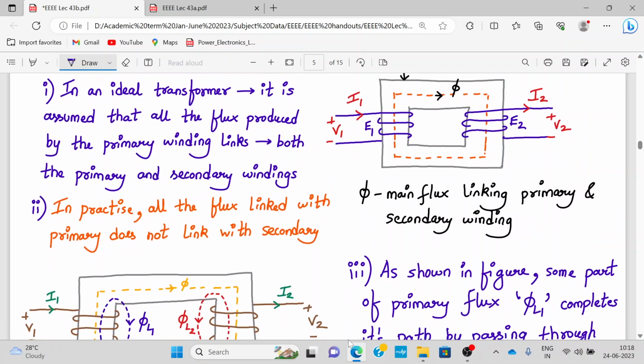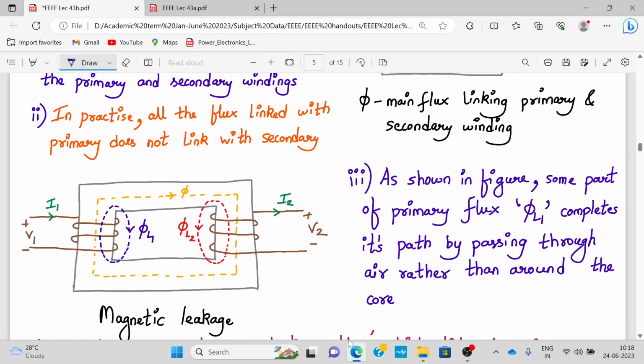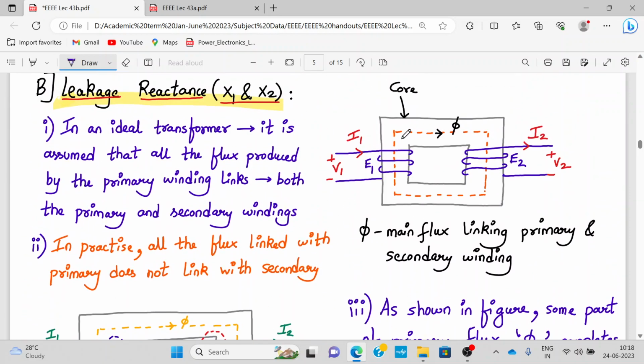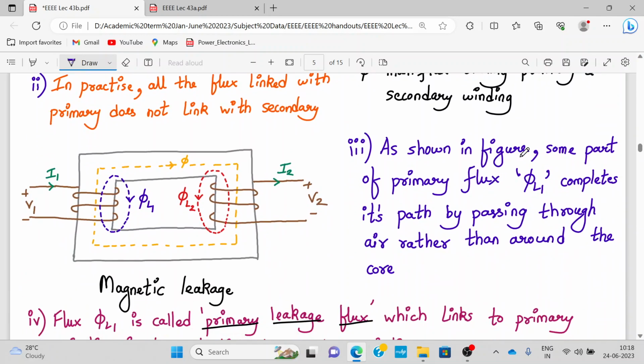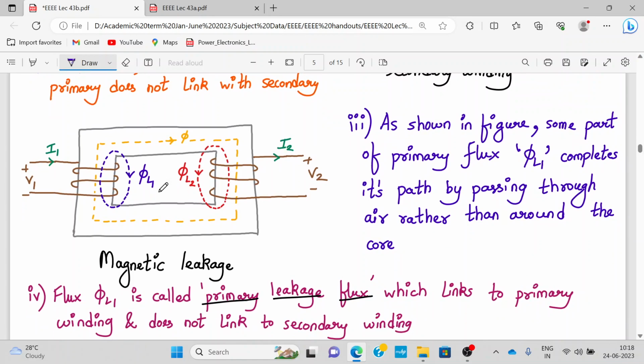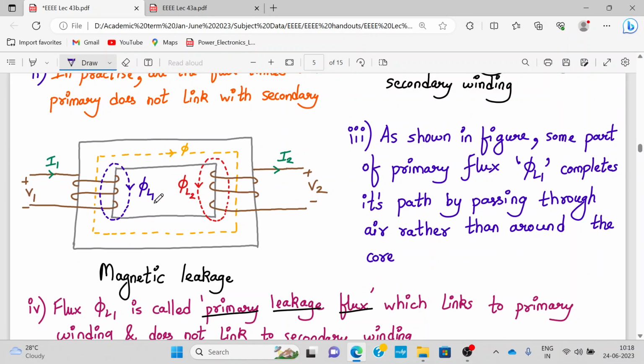In practice, all the flux linked with the primary does not link with the secondary. Now this was an assumption, right? The assumption was that the entire flux at the primary side links to the secondary, which is not true. As shown in the figure, some part of the primary flux, phi L1, completes its path by passing through the air rather than around the core. Similarly, we have phi L2. These are the leakage fluxes.